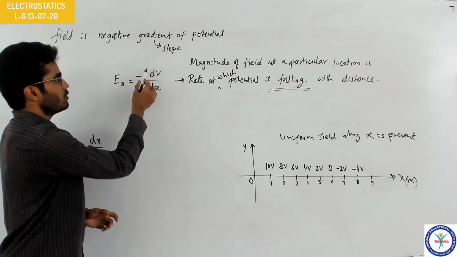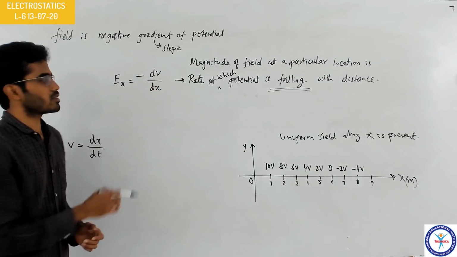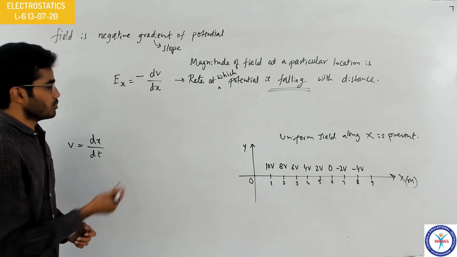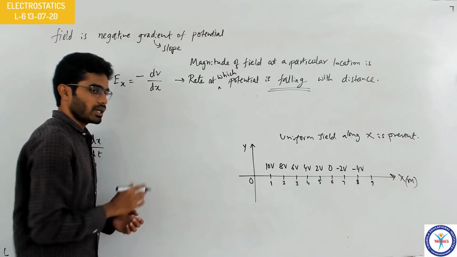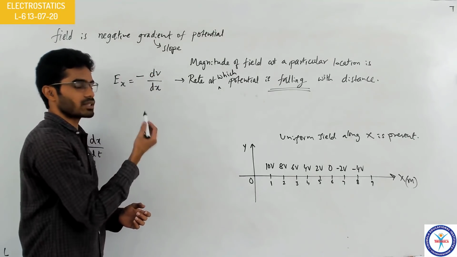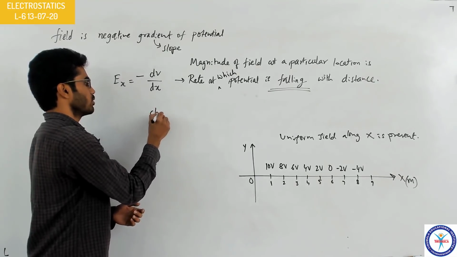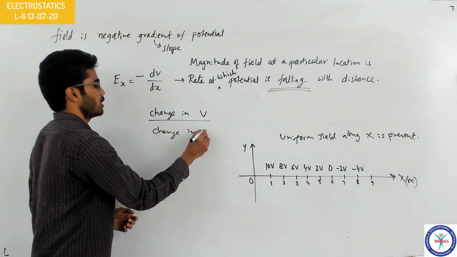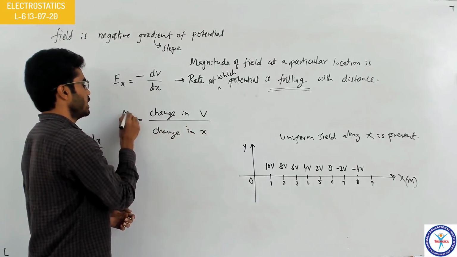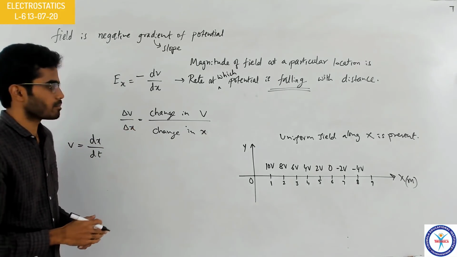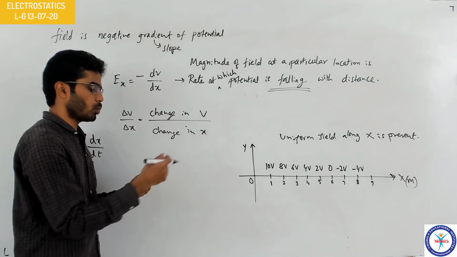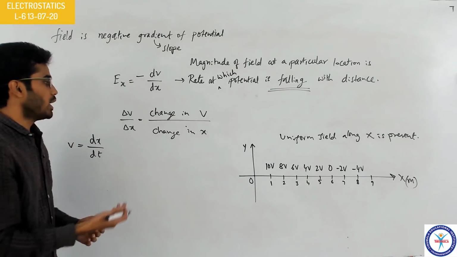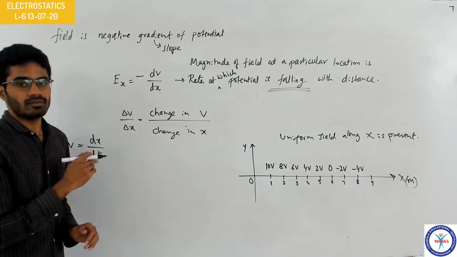So if you get dV by dx positive, that means the field is directed in the negative x direction, right? So dV by dx, let us understand dV by dx. It is a derivative of potential with respect to x, or change in V by change in x, you can say. This is delta V by delta x. We understand this even better. If you have a change in x, you move from one point to another point, you will see how the change is happening with potential, and you take the negative of that, you get the field.